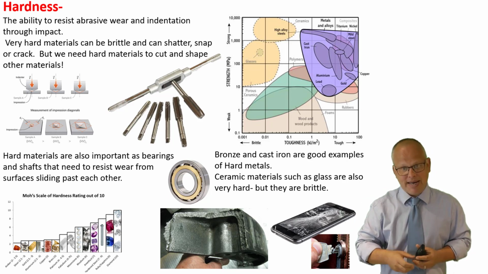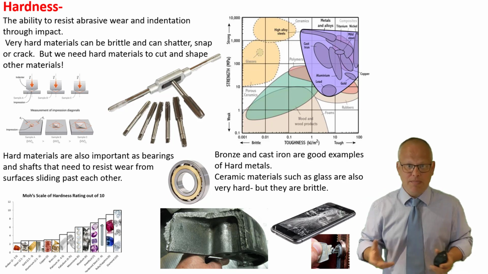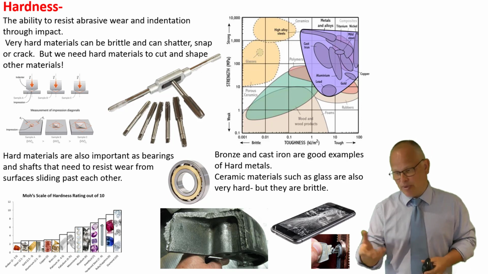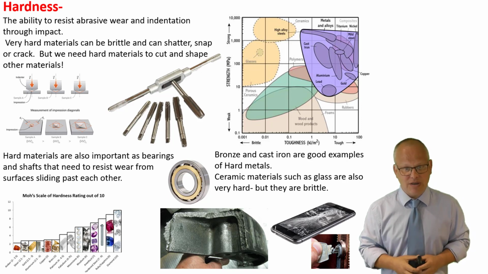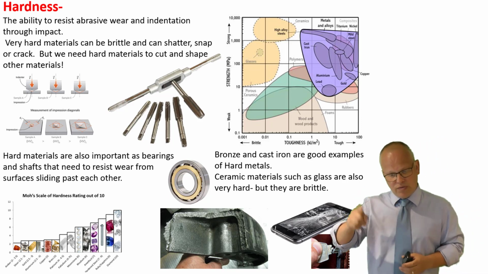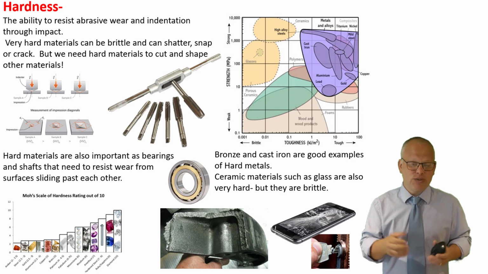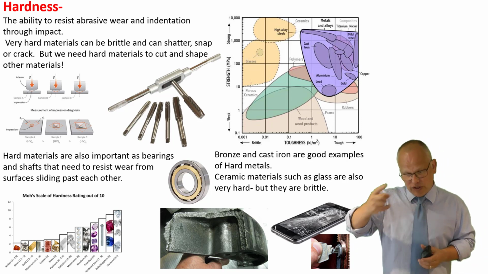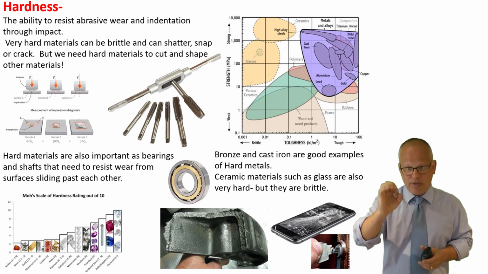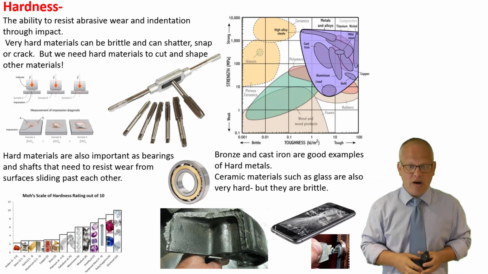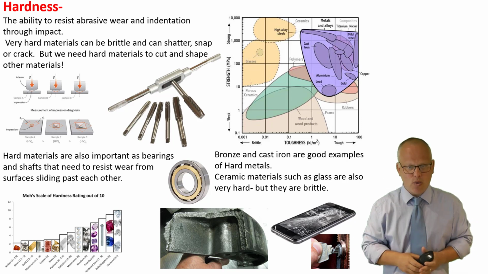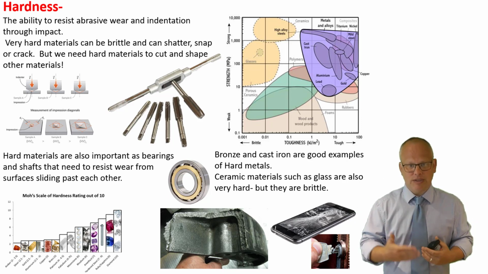If that tap was made out of mild steel and we were trying to cut a hole in mild steel, it wouldn't work. It would chew up the tap. It would give you a horrible thread. So you have to have those hard materials. We also have hard materials which have really good ability to wear or resist wear. So you could have a shaft that's turning inside a bronze bearing, or the bearings themselves, the balls might be made out of a hard material, and they can last for ages and ages. They don't wear away, and it's the ability to resist wear.